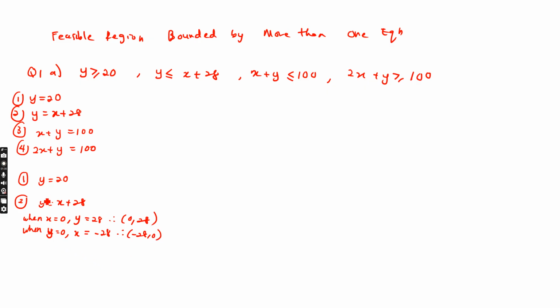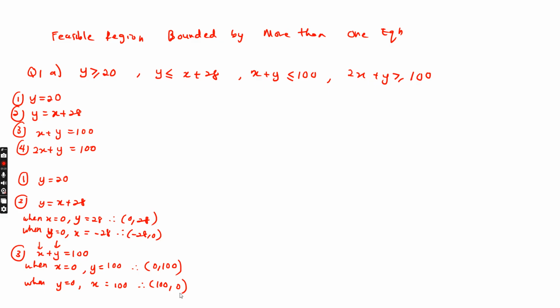Okay, now settle for the second equation. We're going to proceed with the third equation, which is x plus y equal to 100. So what you need to do is substitute when x is equal to 0, what is the value of y? So when you substitute 0 here, of course y is equal to 100, and then you get one coordinate, 0, 100. Now you substitute when y is equal to 0. So what is the value of x? Substitute 0 here, x is equal to 100. So you get another coordinate for the third equation, which is 100, 0.